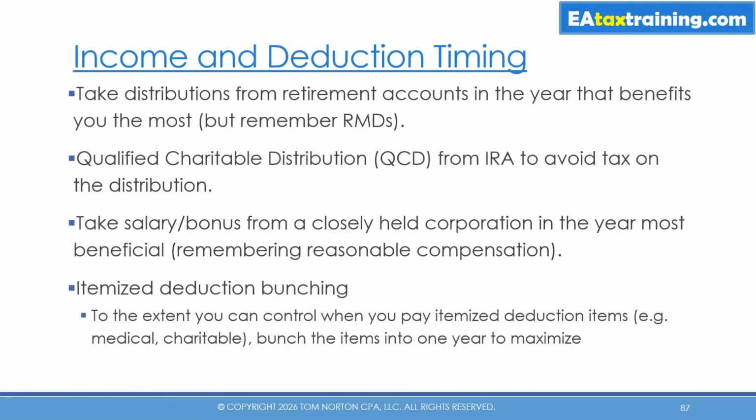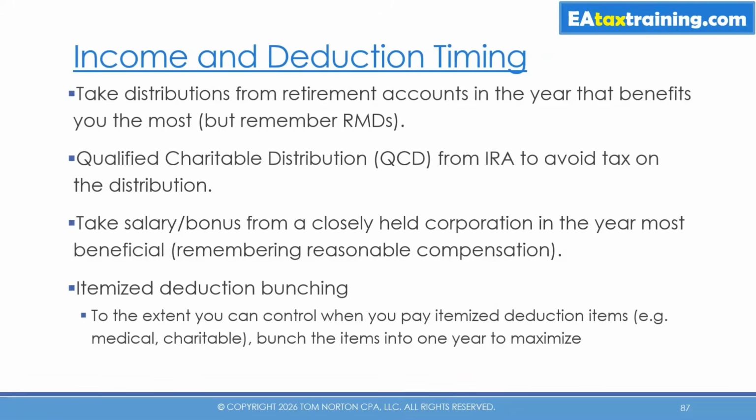So what are some ideas for timing this income and deduction? Well, you can take distributions from retirement accounts in the year that benefits you the most. So if you've got one of those taxable retirement accounts, you can mostly decide when you want to take the money out of that account. You can take it out this year, you can take it out next year if you want to. Now you could have, of course, required minimum distributions if you're age 73. But above and beyond that, you have the flexibility to determine when to take the money out. And so when you're doing your planning, you can decide which year would be best. Of course, you've also got those qualified charitable distributions that you can make to avoid tax on the distribution.